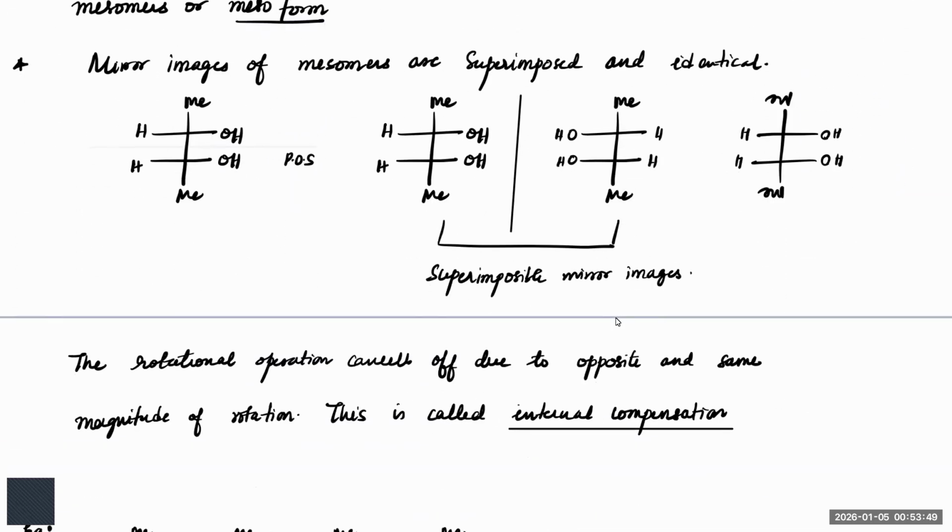See this example. This is an erythrose where we have OH and OH on the same side. Got it? But there is a plane of symmetry passing through it. If you have a plane of symmetry, then taking a mirror image will only make it superimposable. I showed you this the other day. This structure, if you notice, is exactly the same as this structure, which means they are superimposable and identical in nature.